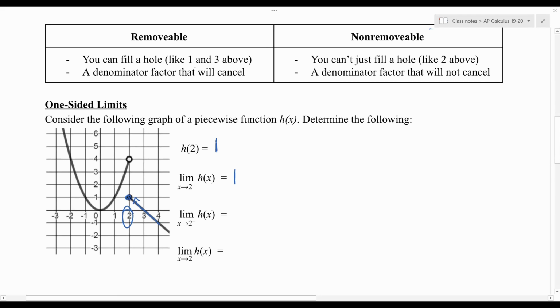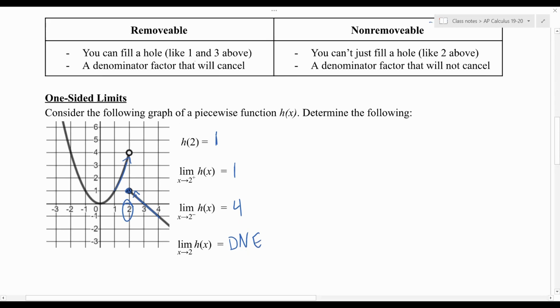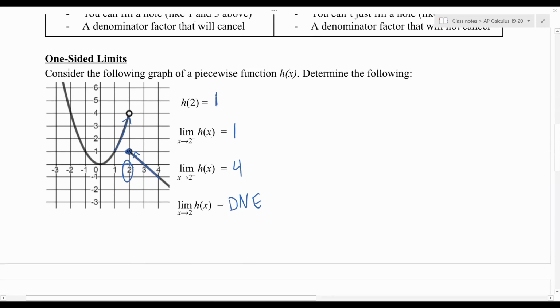Now we look for the limit as x approaches 2 from the left. Well, now we're going up to 4. Right here, we can already see that our function is not continuous because the limit from the left and the limit from the right are not the same. So our limit does not exist, which was our first condition to prove that a function is continuous at a point.